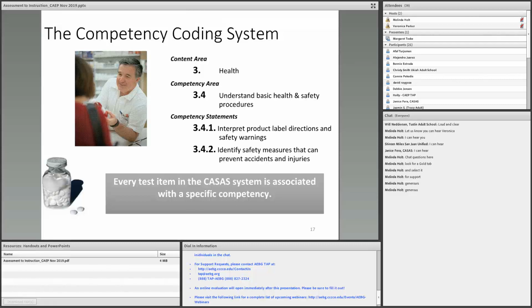Okay. Competency coding starts with a content area, gets to a competency area 3.4, for instance. So we've got health, and then we understand basic health and safety procedures. And then there are certain competency statements that are very specific. And those specific statements really help teachers know what students do not understand, or vice versa, what they do understand. So every test item has a specific competency that it's testing.